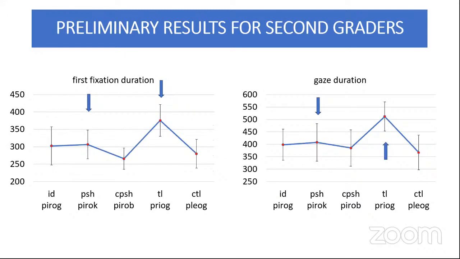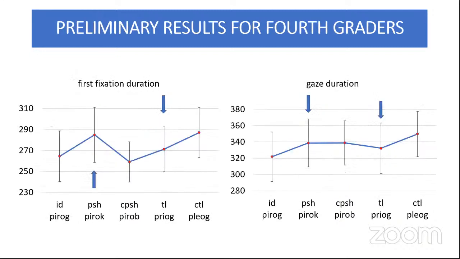As for second graders, we can see that transposed letter conditions in their parafoveal region provoke longer fixations on the target word. So it is more difficult for second graders to process the target when they see the transposed letter condition. And this shows us that children who are second graders rely more on the phonological information in the parafoveal region.